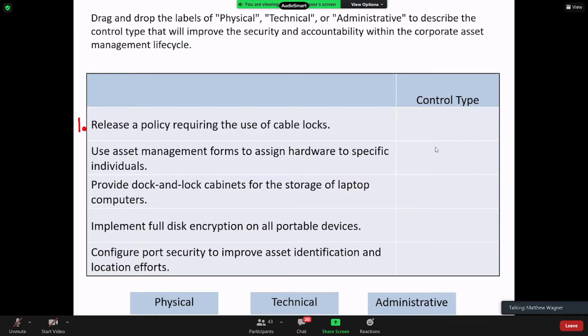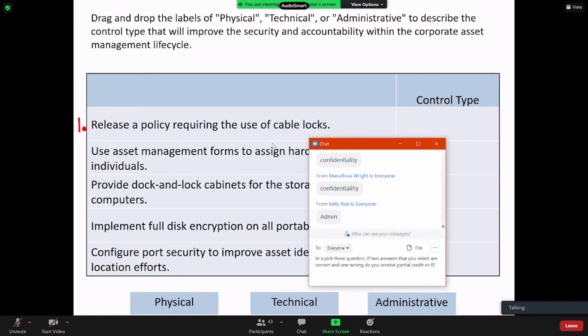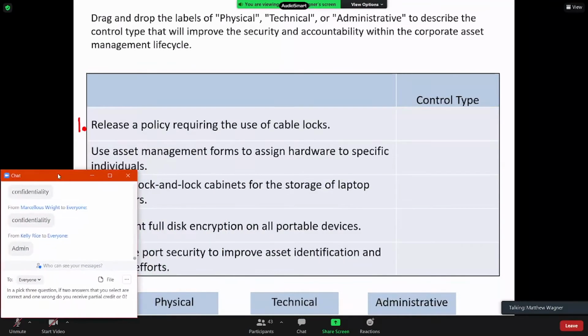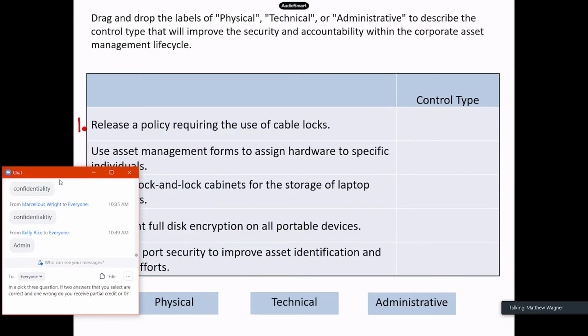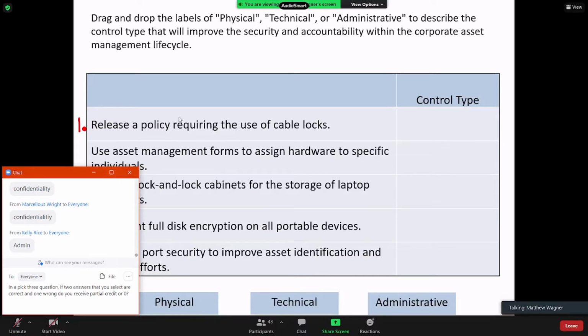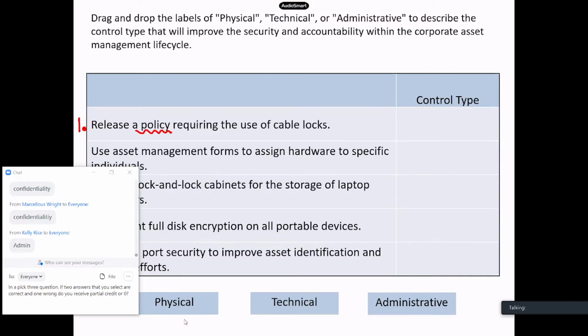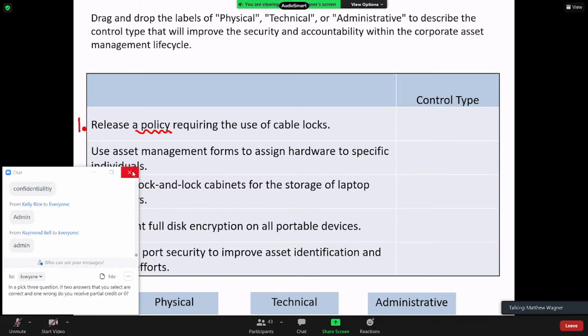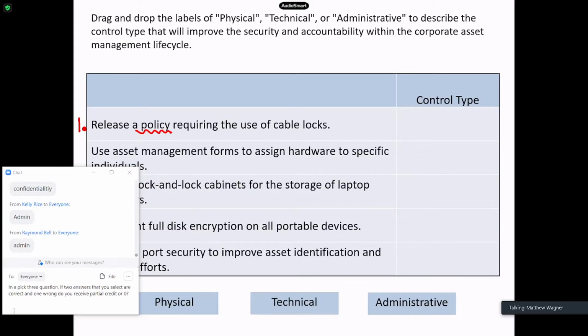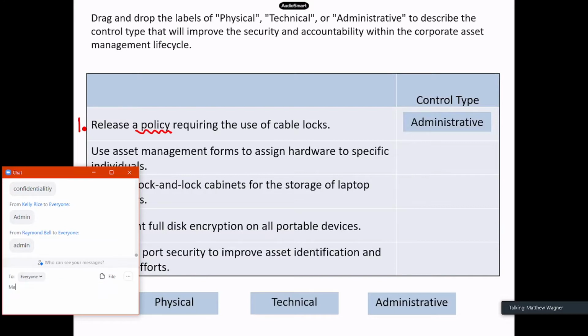Release a policy requiring the use of cable locks. And I recognize entirely that cable locks are physical controls. However, the control in question is a policy that requires their use. A policy of this nature is going to guide how people act, and thereby is administrative. This is a managerial control. This policy hopefully will convince the employees to use the cable locks, and in this case, we're talking about the policy itself. How about this second one?